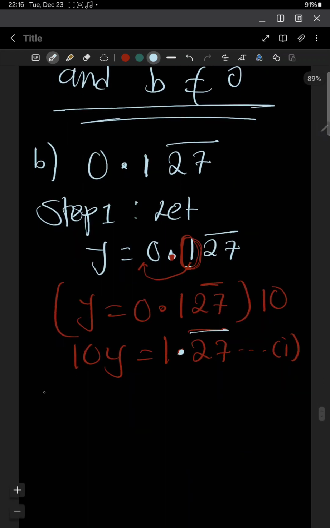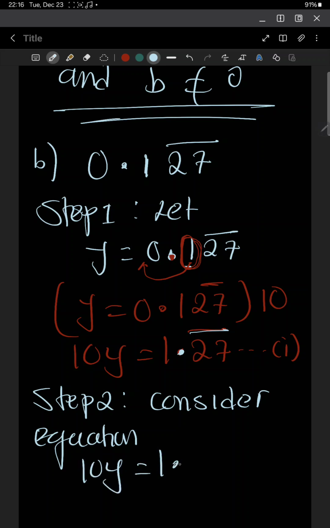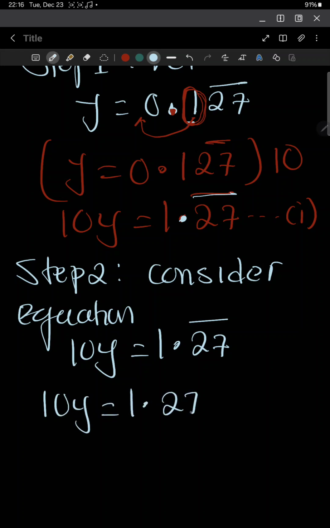equation 2, or for us to come up with equation 2, which is step 2, you say consider equation 1. Consider equation 1, which is 10y equal to 1.27 bar. So that is our equation 1. So this equation 1 can be written as 10y equal to 1.272727. That is, there is repetition of 27. That is the meaning of that bar on top of 27.